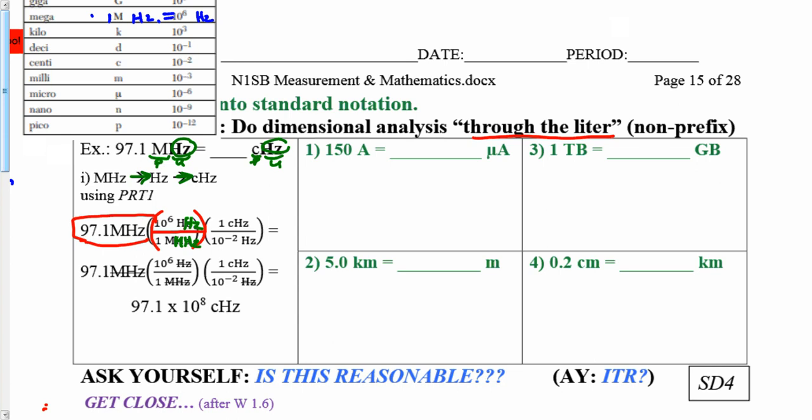Up here, the 1 is next to the mega, so we put a 1. The 10 to the 6th is next to the hertz, so we put a 10 to the 6th. So now the megahertz cancel, and now we're down to hertz. Cool, but we're not done yet. We're going to get from hertz to centihertz. Multiply by a fraction again. Drop that vinculum in there, and now we want to get rid of hertz, so put it in the denominator. We want to get into centihertz, so put it in the numerator.